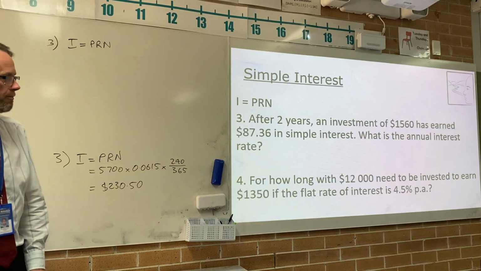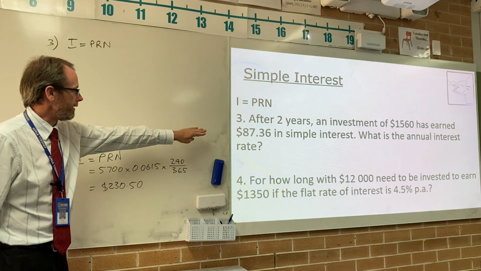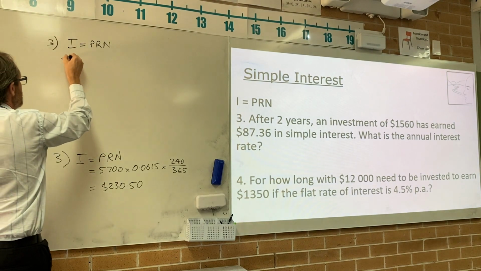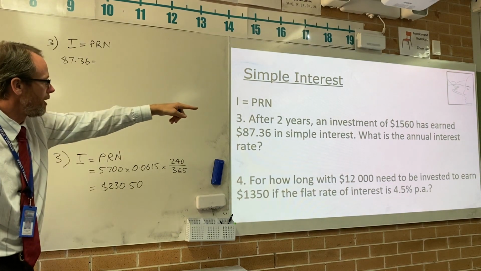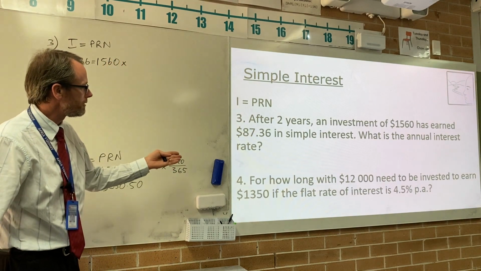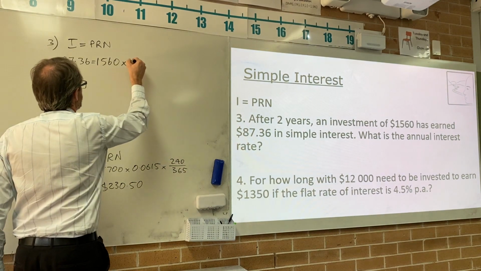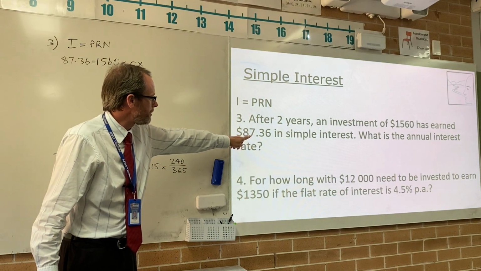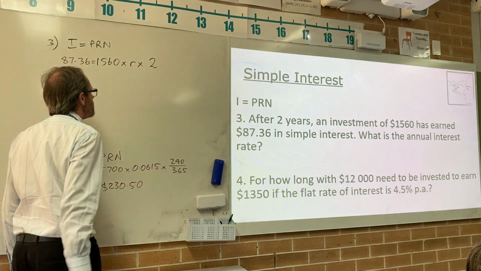Okay, that's our first step. Second, substitute the numbers into our formula. Well, we've actually got the I this time. It is 87.36 is equal to the P, which was 1,560. The R, well, we don't know that. That's what we've got to find. What is the annual interest rate? But the N, the number of periods, happens to be 2. So it's 2 years. So we write times 2.